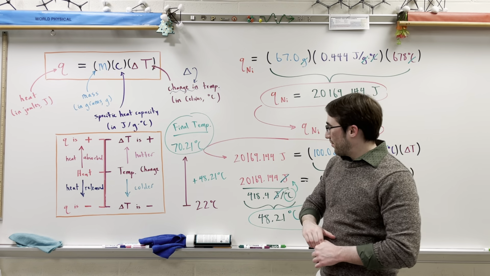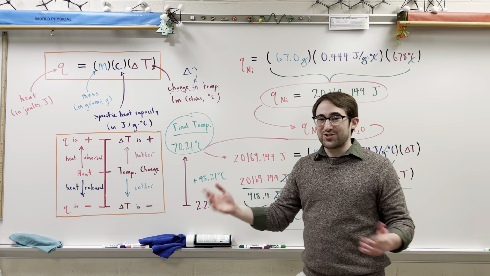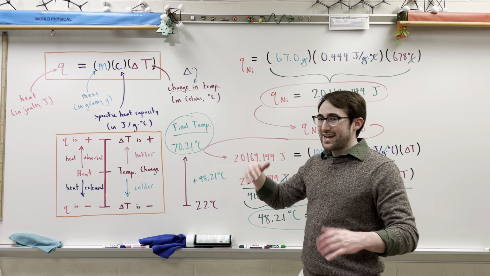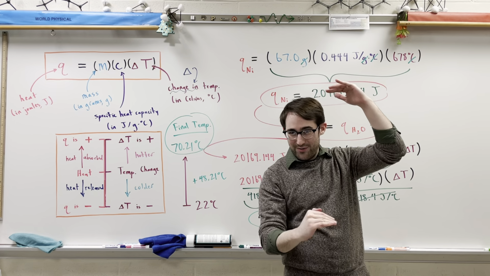If we were looking at how the temperature of the nickel changed as we put it in the water, it would cool down. It loses that heat as it gives it away to the water, and so its temperature change would be negative. So you'd apply a negative temperature change to that really, really hot temperature and have it drop all the way down to something a lot cooler.